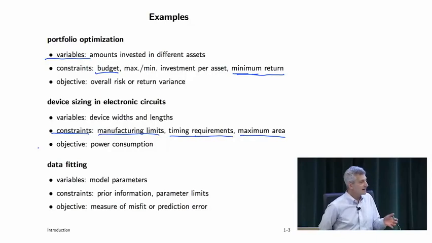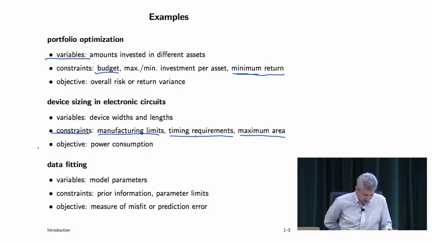So that's your second example in here. If you apply optimization to this, which is basically what is in fact done, what happens is among all designs that meet all the constraints, you find one that has minimum power, right? So that's kind of the idea.